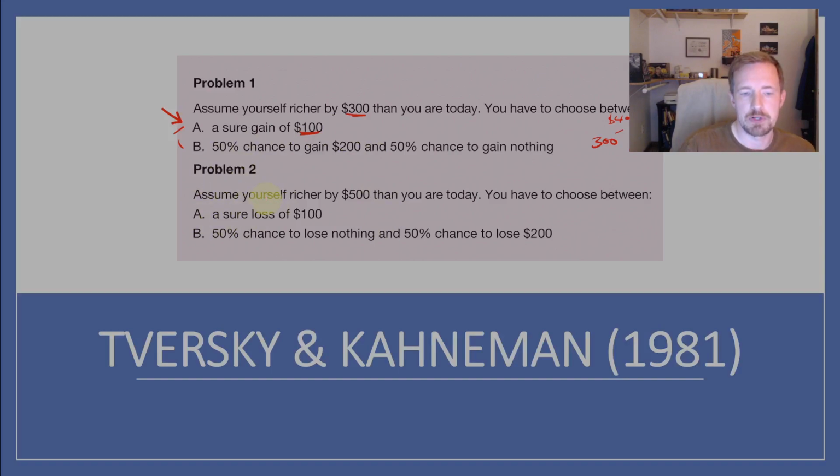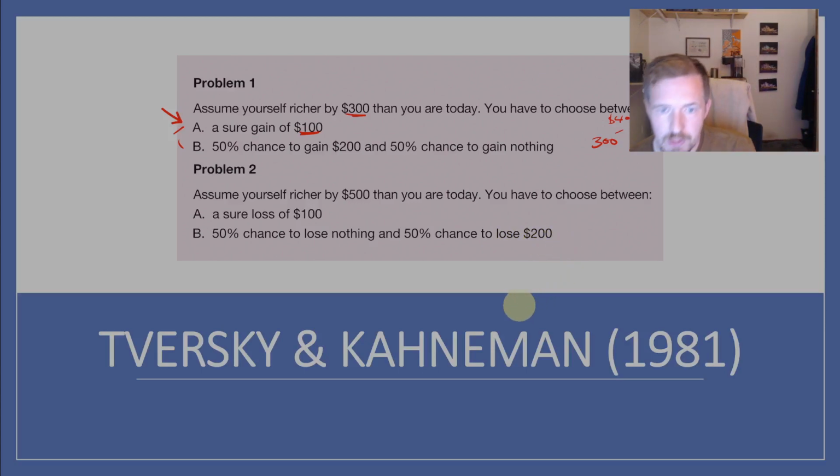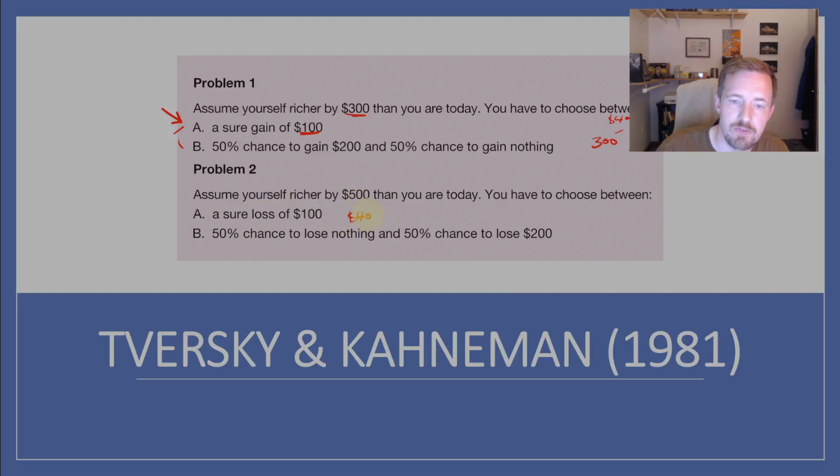Let's look at problem number 2, because this is slightly different and it illustrates a similar point. Assume yourself richer by $500 today. You have to choose between a sure loss of $100 or a 50% chance to lose nothing and 50% chance to lose $200. So if we are looking at this, all right, we got $500, and so for number 1, we know that we're guaranteed $400. Okay. What about this next one?